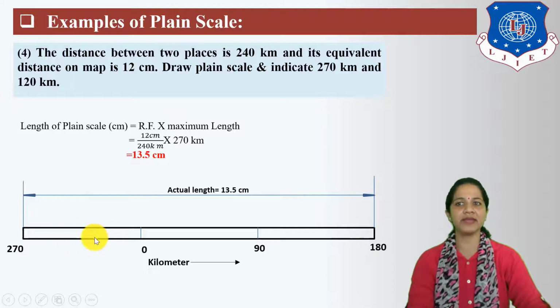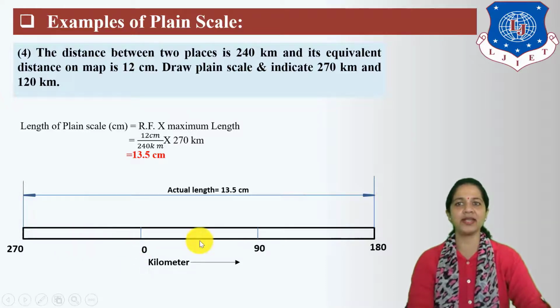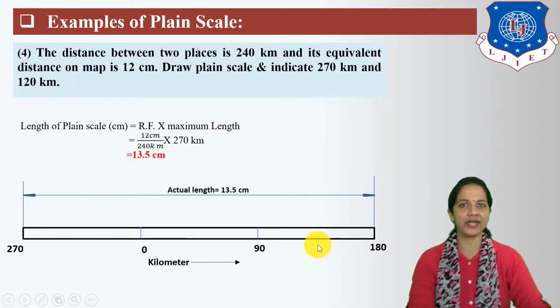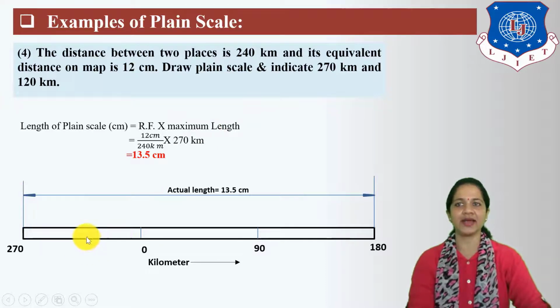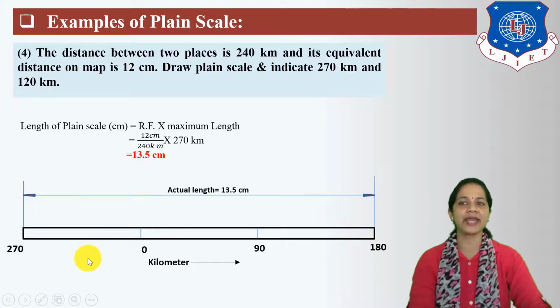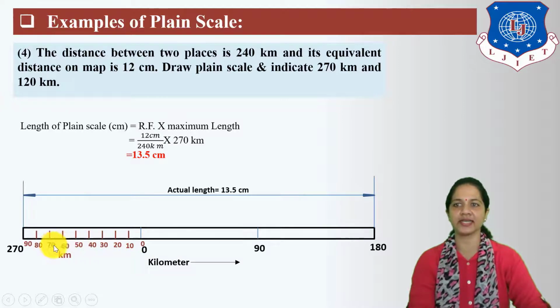Here subdivision also indicates kilometer. Main division also indicates kilometer because the scale is only for kilometer measuring unit. First division is divided into equal 9 parts and mark here 0, 10, 20, 30, 40, 50, 60, 70, 80 and 90 kilometers.